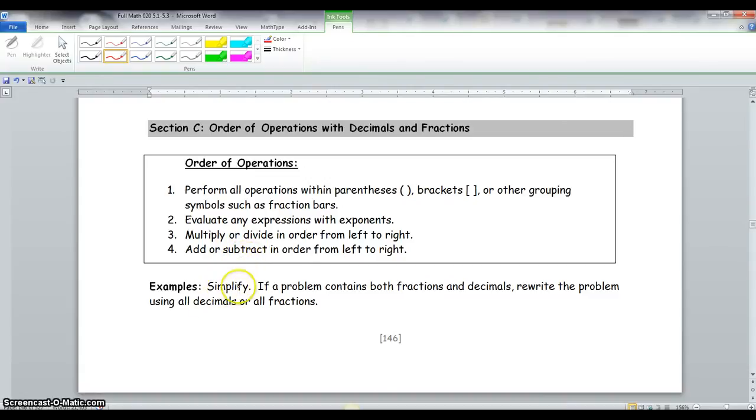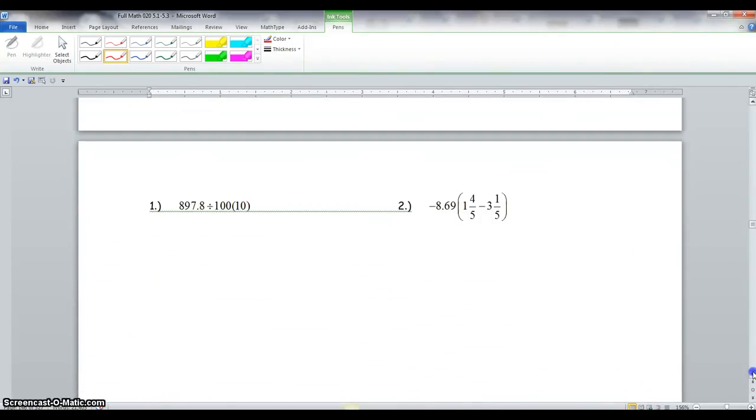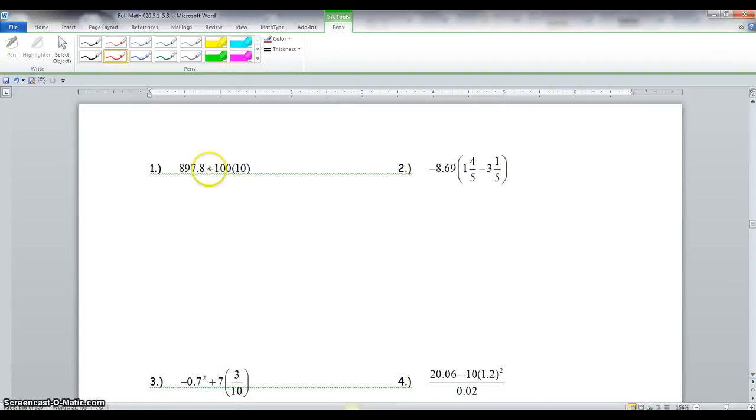Now it says example, simplify. If a problem contains both fractions and decimals, rewrite the problem using all decimals or all fractions. What this basically is telling you to do is, once you switch over to one method, stick with it. Don't keep flip-flopping. So let's see here. This has a decimal and no fractions. So let's first do this.